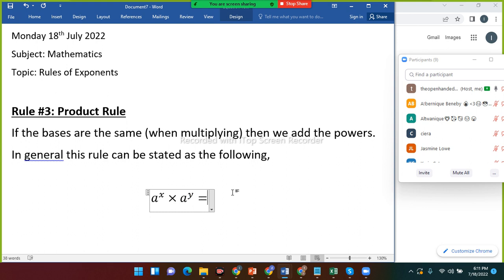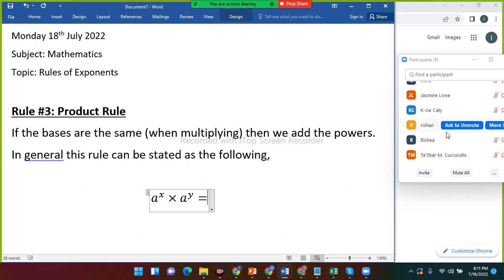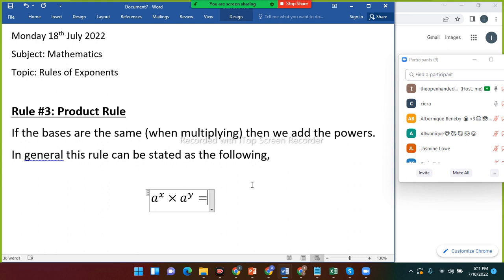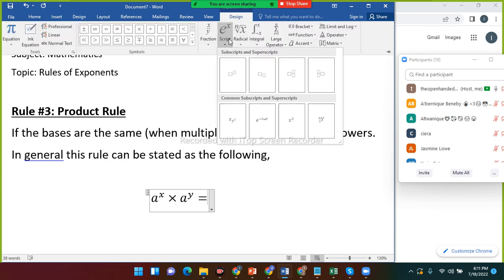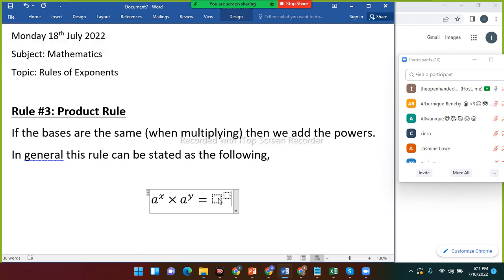I'm going to ask Saria. Saria, you want to give it a try? What do you think the answer is going to be? If the bases are the same, we add the powers. So, what do you think the answer is going to be? A to the x y. Excellent. Wow. Genius. All right. So you saw this rule before. No, I didn't. Oh, okay. All right. A to the power of x plus y.